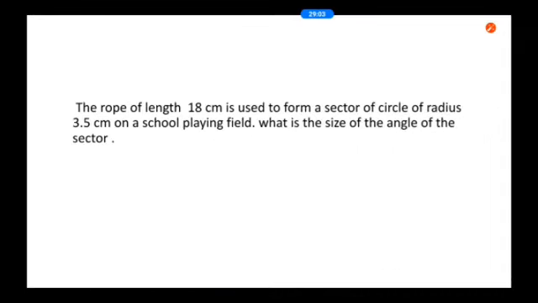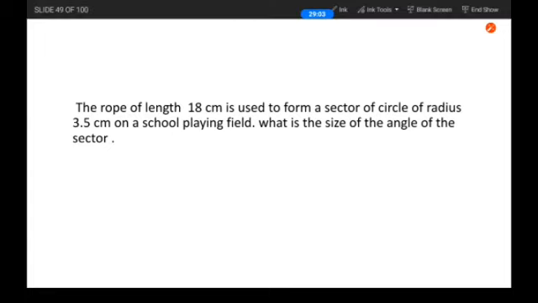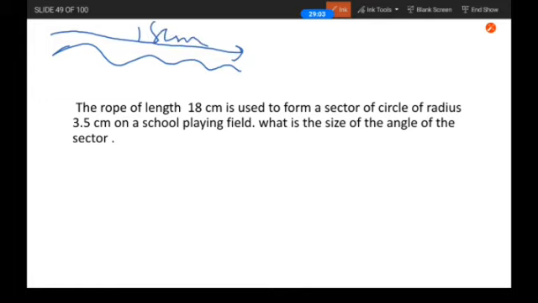I think this is the second to the last before we do graph. Now a rope of length 18 centimeter is used to form a sector of a circle. Now look at that. You have a rope, right? The length of this rope is 18 centimeter. It is used to form a sector of radius 3.5 centimeter, right? What is the size of the angle?